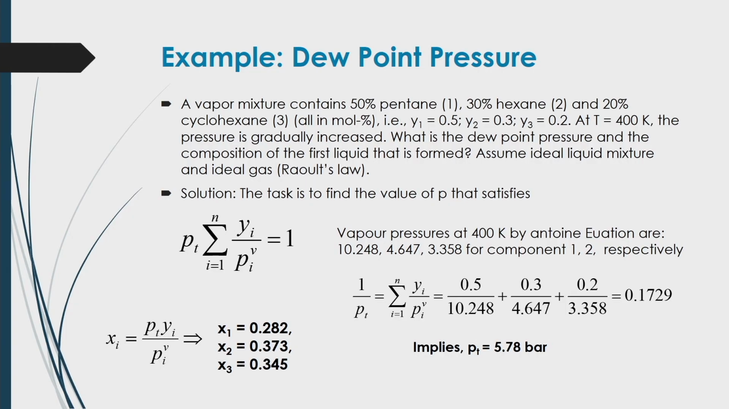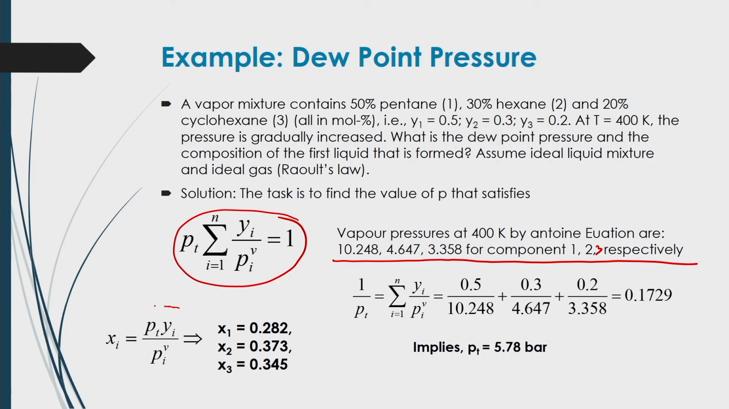So, in this case again this equality is to be followed, that is Pt into summation of yi by Pi^v will be equal to 1. In this case, the vapor pressures at 400 K by Antoine's equation are calculated like this for components 1, 2 and 3 respectively. From those you can easily calculate the mole fractions of those components once you know the vapor pressure.